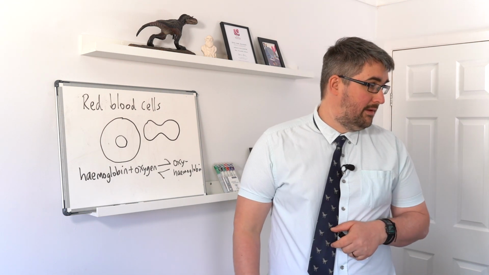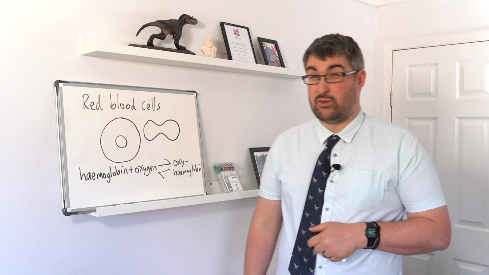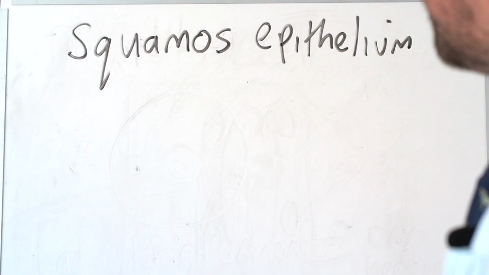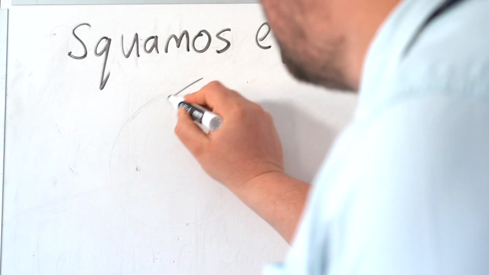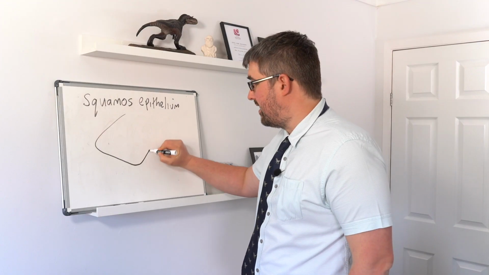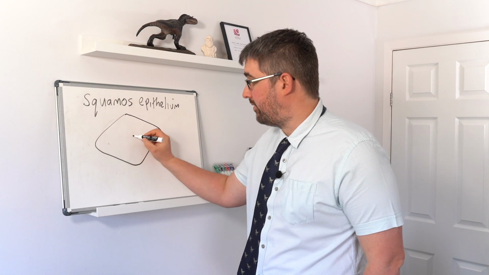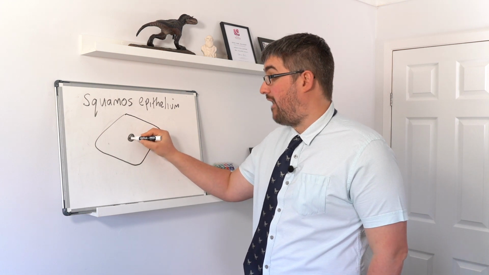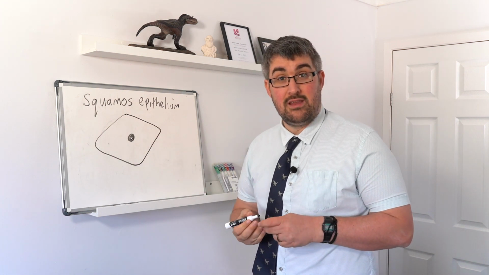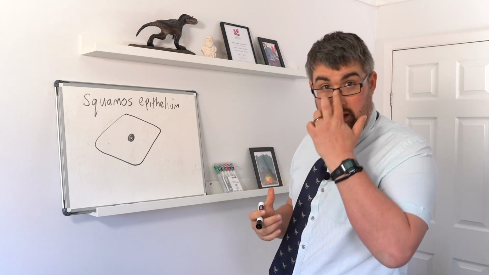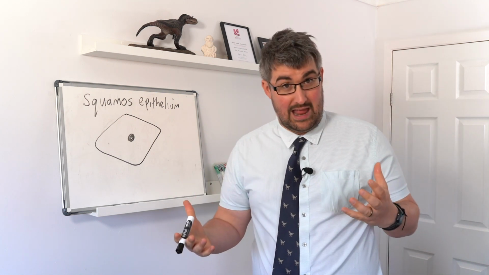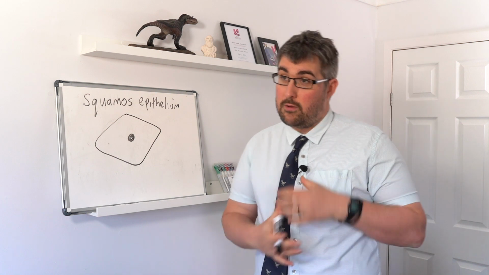Our next cell that we're going to be looking at is what we call squamous epithelium. Okay. So in terms of looking at these cells, they're fairly boring to look at, really. They're very flat, they're very thin, they look a bit like a kind of a pavement slab, really, and that's kind of their role.